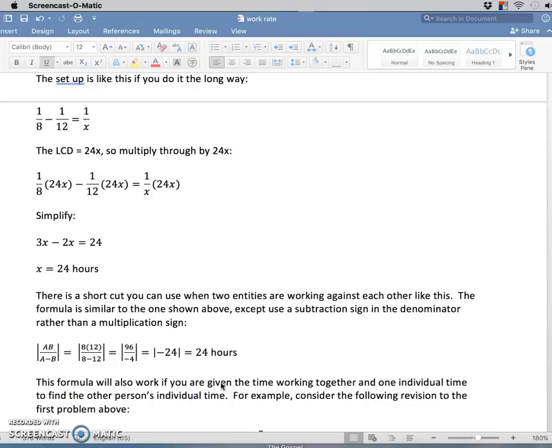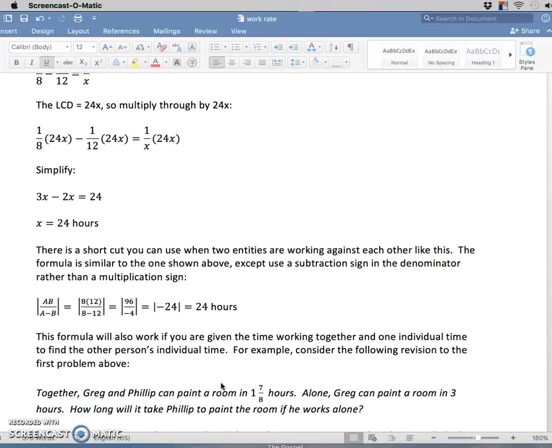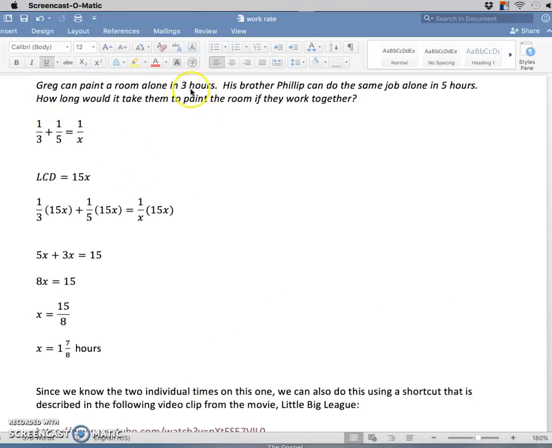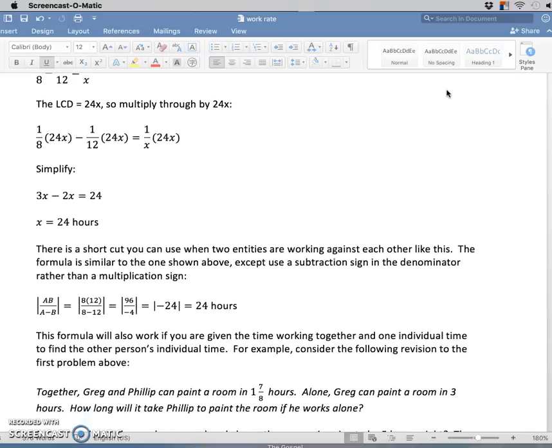This formula will also work if you have one individual time and then a time working together. Now, I'm going to go back to, if you watched part one of this video, the problem where Greg can paint a room in 3 hours, Phil can do it in 5 hours. How long will it take working together? We came up with an answer of 1 7/8 hours. So let's take a look at what if you know Greg's time and you know the time together is 1 7/8, but you don't know Phil's time. Okay, well, that's what we're looking at here.